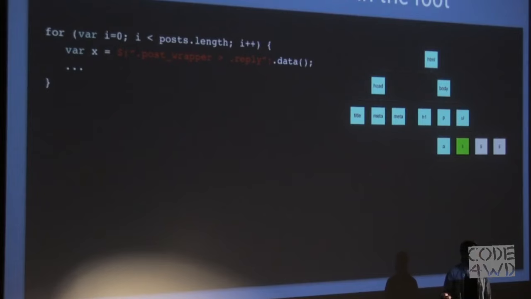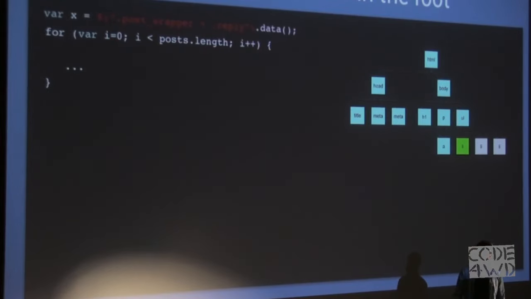So a simple way to avoid that is to put that outside the loop, because you don't need to redo that calculation for every iteration. Well, what happened? Boom.